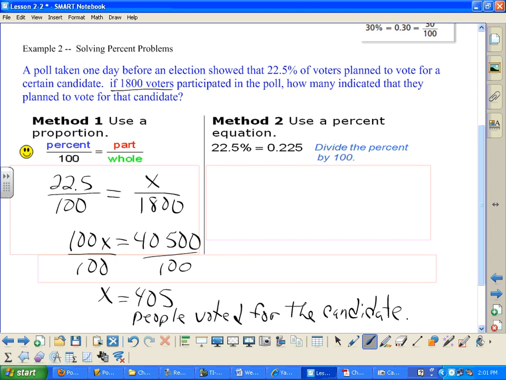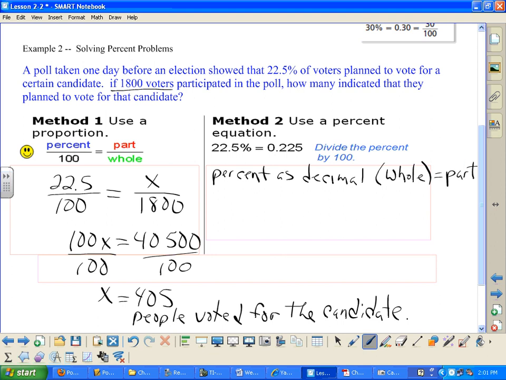Now that's one method of doing it. The other method is using a percent equation, which is kind of like taking this right here and writing it as an equation instead, where the percent times the whole is equal to the part. So we'll take the percent as the decimal, and we'll multiply that times the whole to get the part.